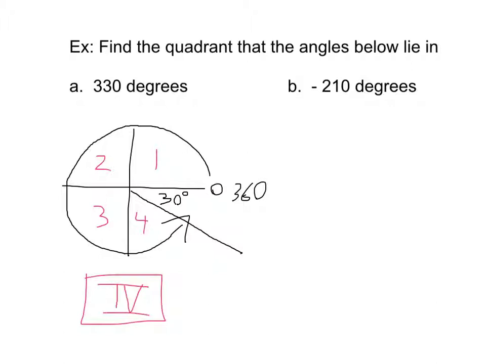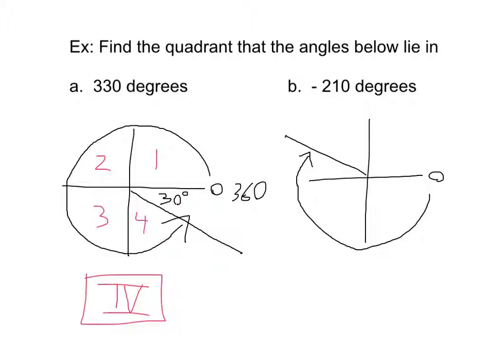Over here, negative 210. So we say, okay, well, we're going in the negative direction. So starting at 0, we go negative 90, negative 180, and we go just a little bit further. In fact, 30 past it. So here it is, 30 degrees. That's a great sketch. We found our reference angle, but all we care about is which quadrant. So starting in 1, 2, 3, 4, we go up. With Roman numerals, we are in the second quadrant. Great.